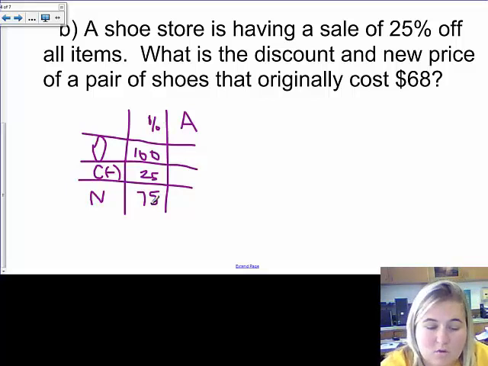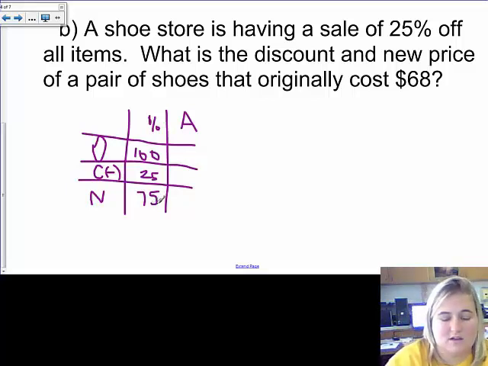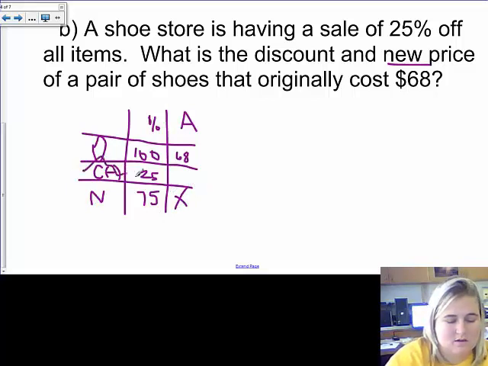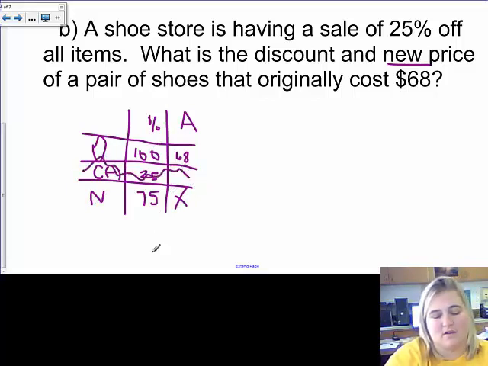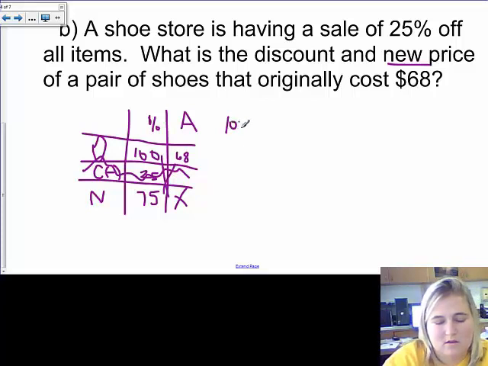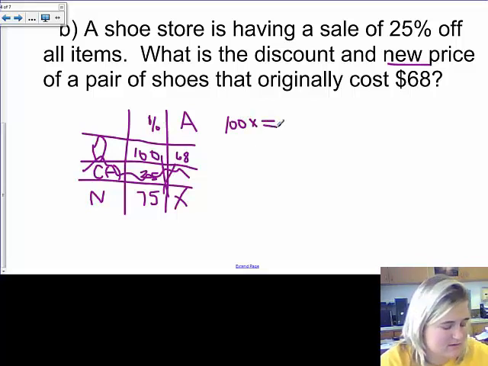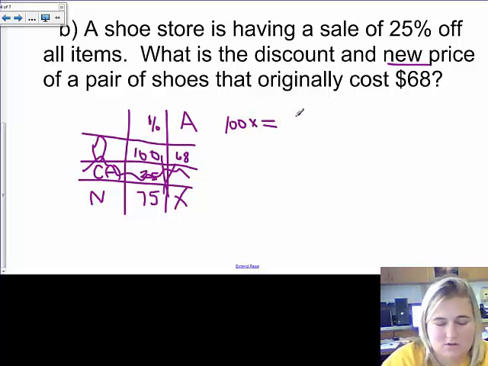So it wants to know the new price of a pair of shoes that originally cost, the original actual amount was $68. And I want to know the new price. So I want to know the new actual amount. So I can get rid of this. Okay, and then I have my proportion of 100 over 75 equals 68 over x. So I'm going to cross multiply right here. And if my pen were working, I would actually write this out. I expect you to do that. Which would give me 100x. And that's equal to 68 times 75, which is 5,100.